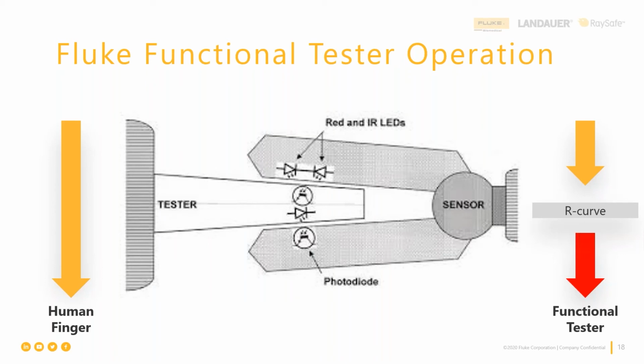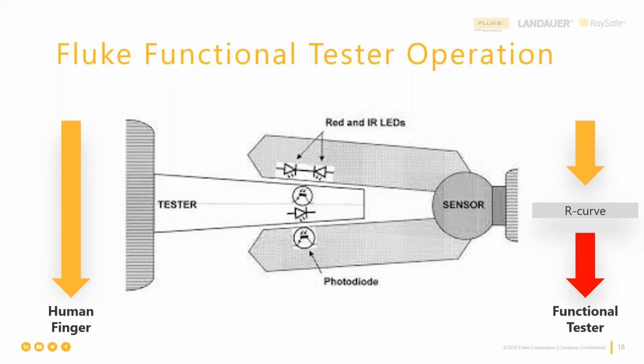Okay, so let's just take another look at this, specifically talking about the R curve and the functional test. The functional testers, especially those that we, Fluke Biomedical, make and provide for you, pretend to be the finger. You see that on the left, it shows how the light would normally flow through the human finger. Functional testers, even though they are not simulating a finger, can fool the pulse oximeter monitor into thinking it is actually a finger. That's kind of what we're doing.